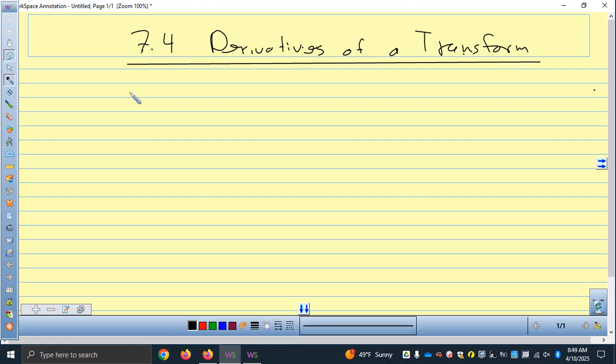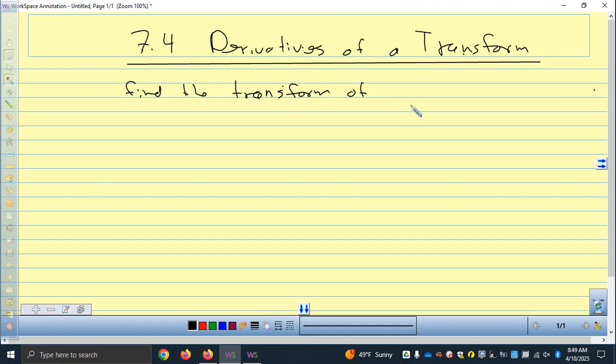So today we want to find a transform of some function multiplied by t to some power. To do this, we're going to assume that we know the transform of f of t. So we're going to say big F of s equals the transform of f of t.